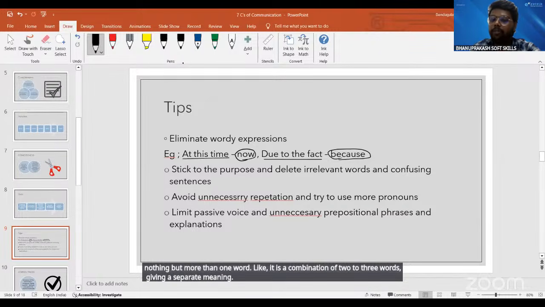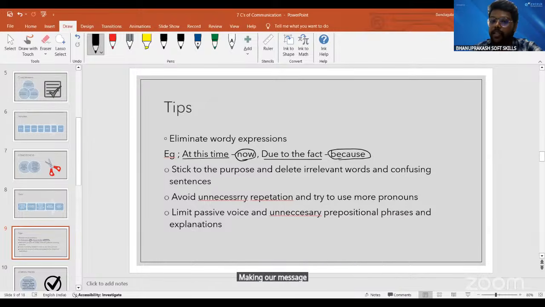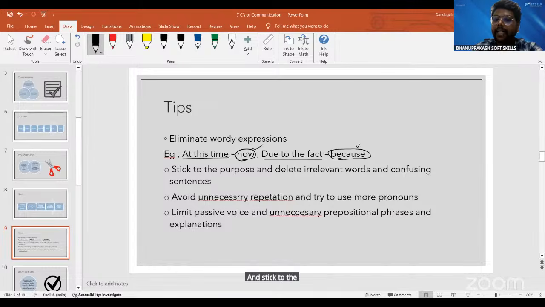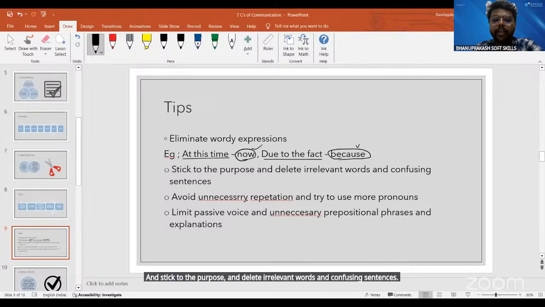We use this kind of phrases a lot, making our message very complicated. Instead, you can use this kind of one-word substitutes. And stick to the purpose and delete irrelevant words and confusing sentences. And avoid unnecessary repetition, as I already mentioned, and try to use more pronouns.